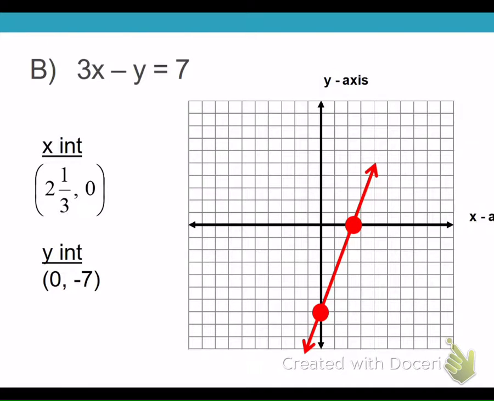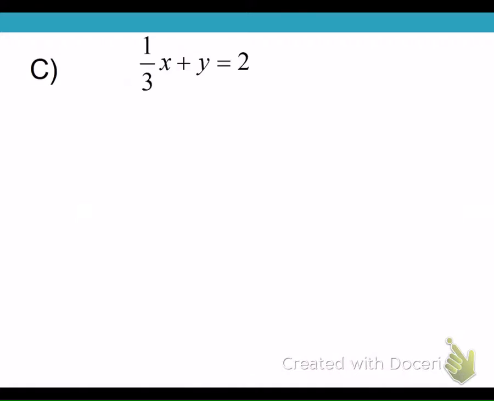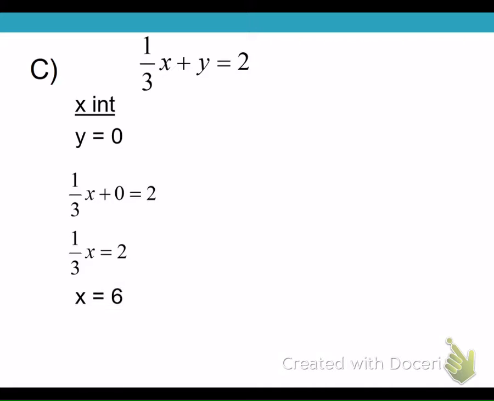What are your questions? All right, how should I start this one? X-intercept. How do I find the x-intercept? I make y equal to 0. So you can basically cover up that y term. It is no longer important. I have 1/3 x equals 2. Multiply by the reciprocal. So that's 3. So 2 times 3 is 6. So it's the ordered pair 6, 0.